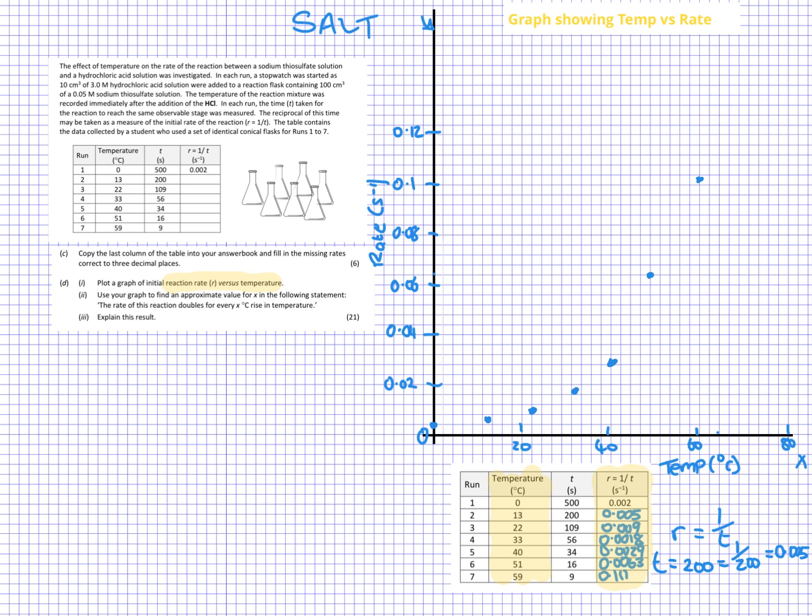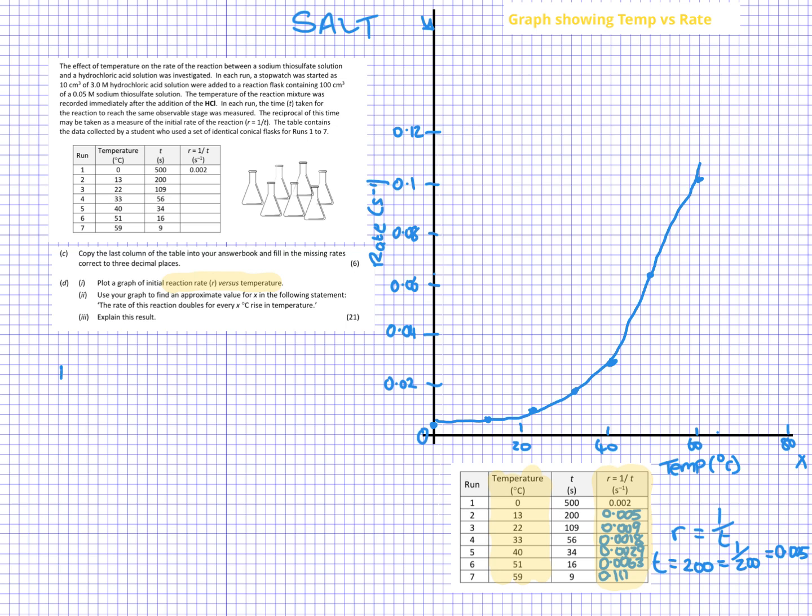So once you've all of those points plotted, you now join them together. So when you're joining them together, it's important that you don't use a ruler when you're joining your points on your graph together. You do not use a ruler. You sketch along using your free hand like so. Okay, and that is the graph plotted.